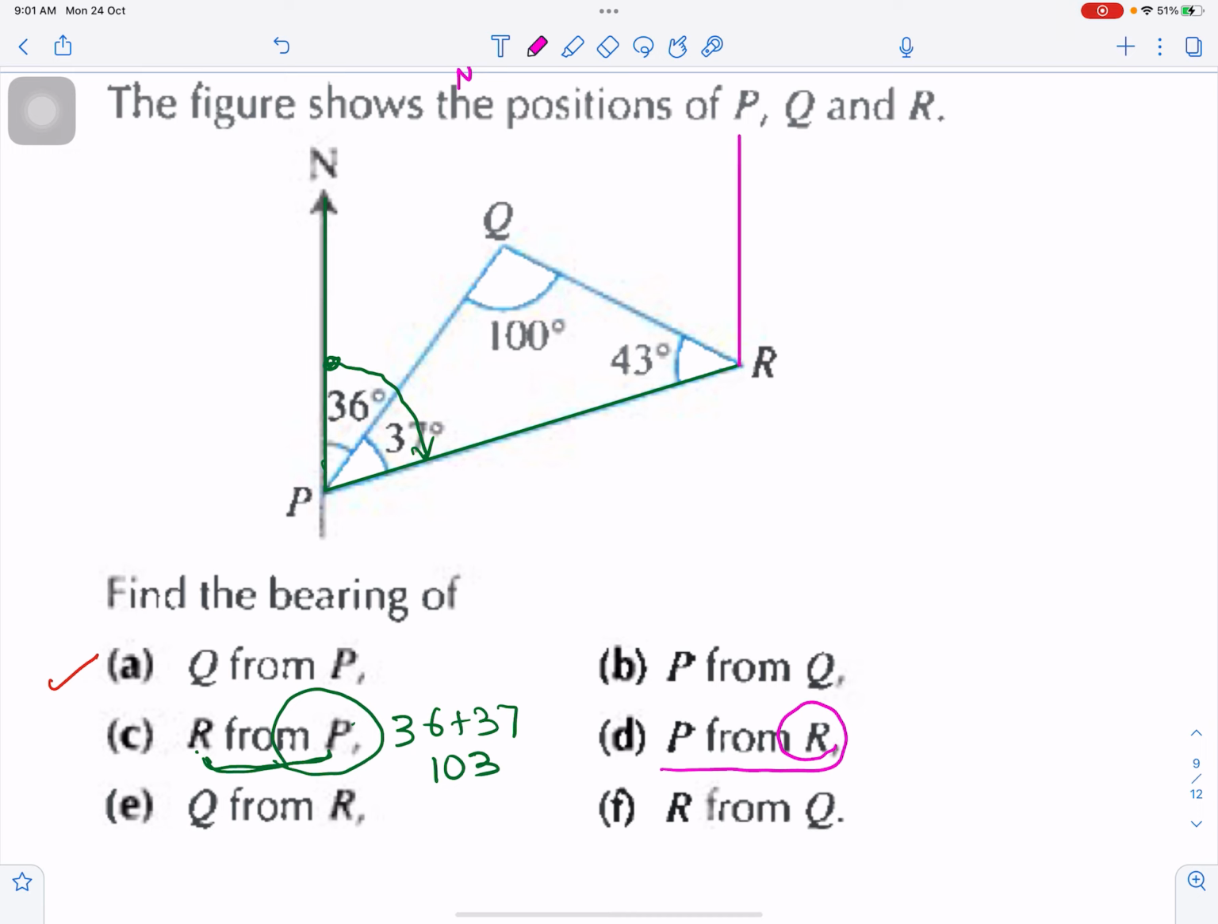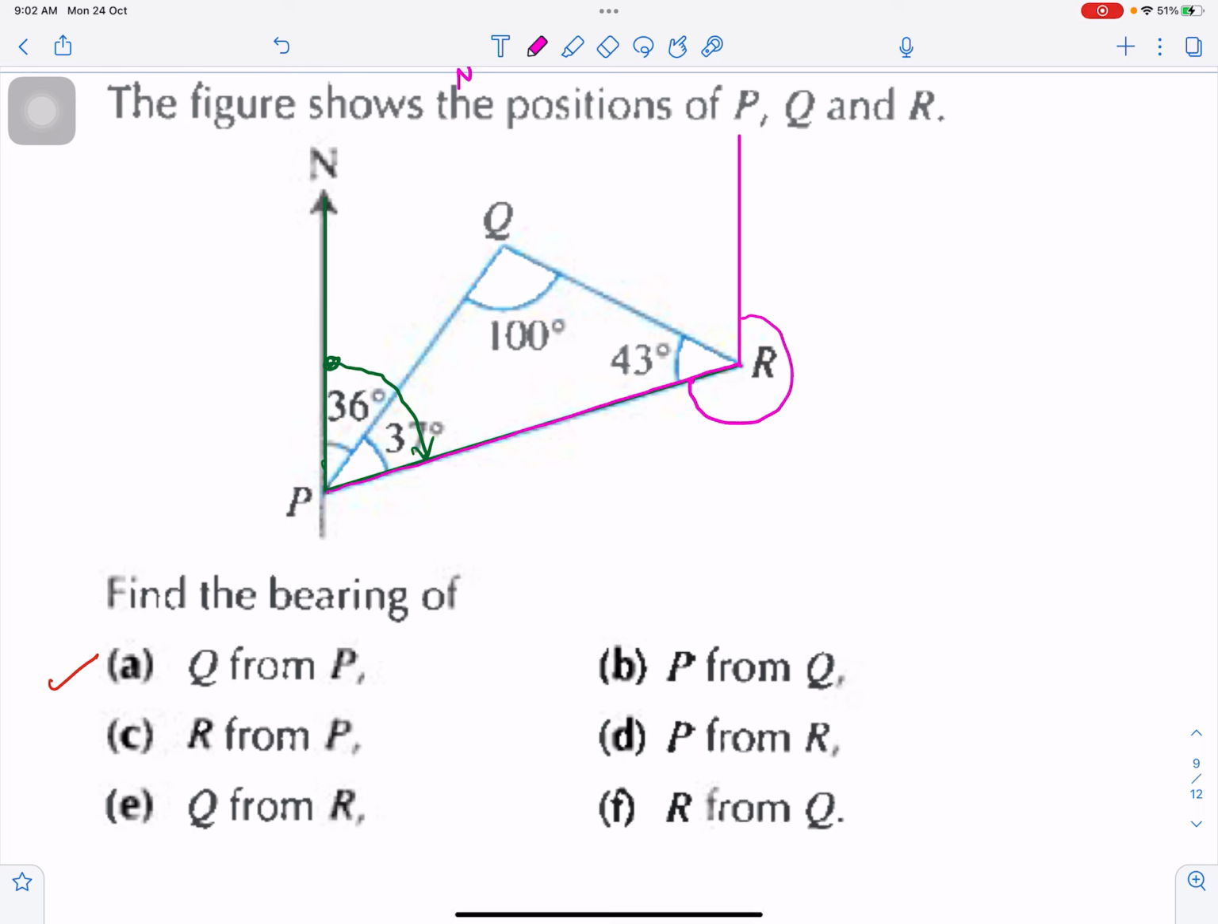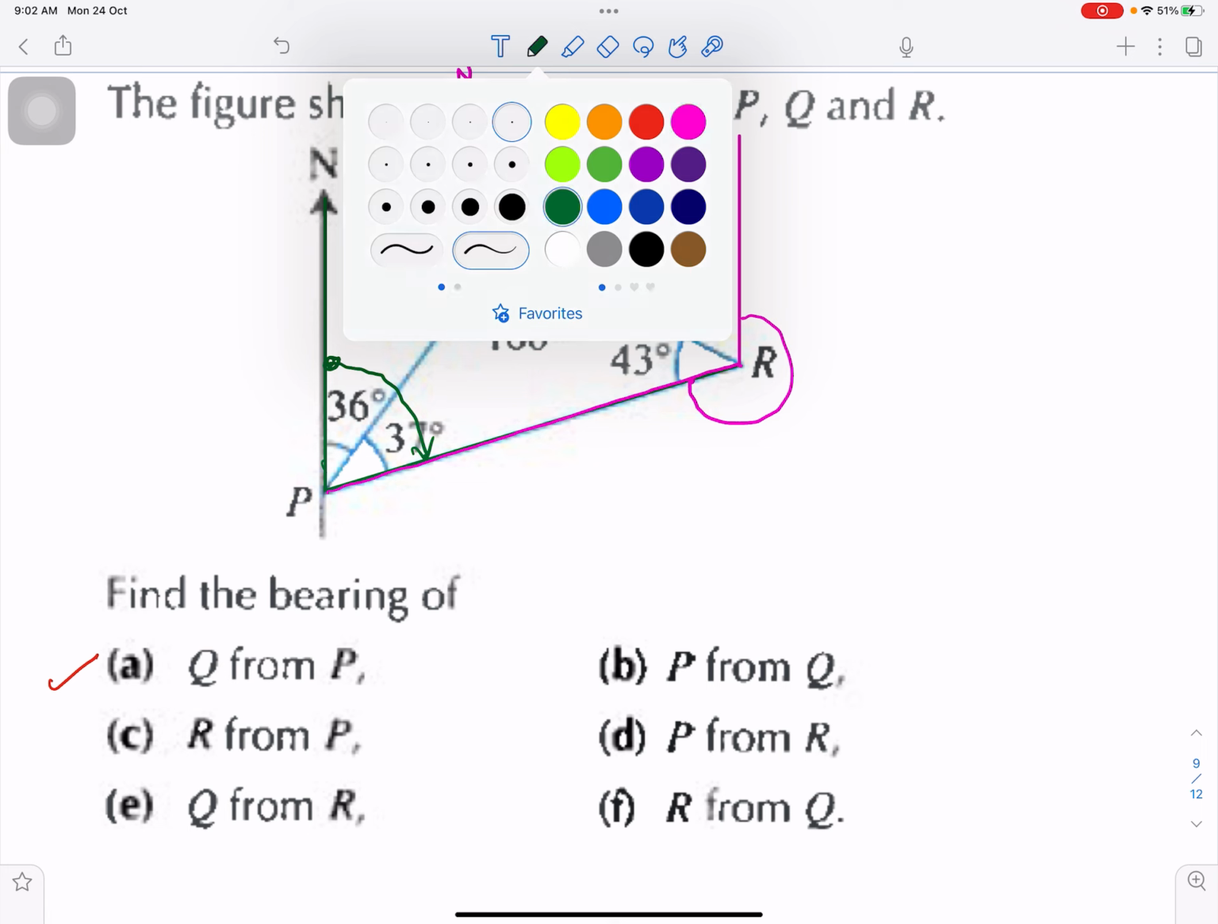And it is saying P from R. Now I will see the line joining P and R. Now this is the line joining P and R. So my angle will be from north at R till the line joining PR. Now how will you find this out? What comes to your mind? Again, there are 2-3 ways. What looks very easy to me at the moment is this.